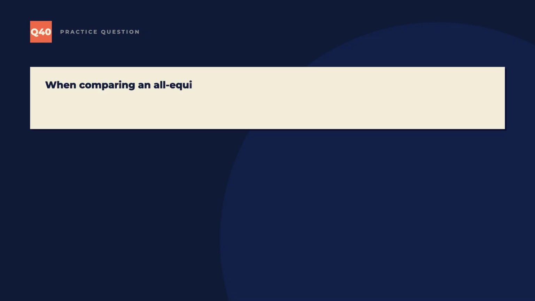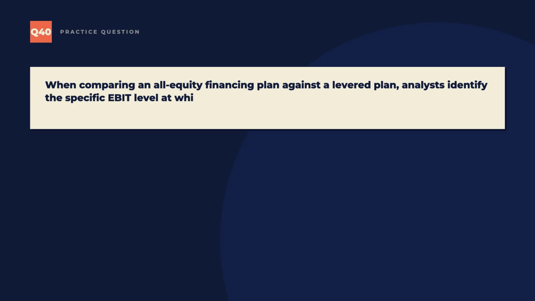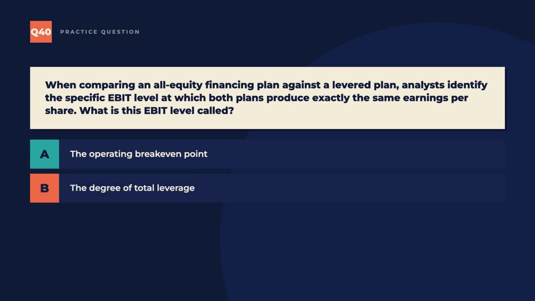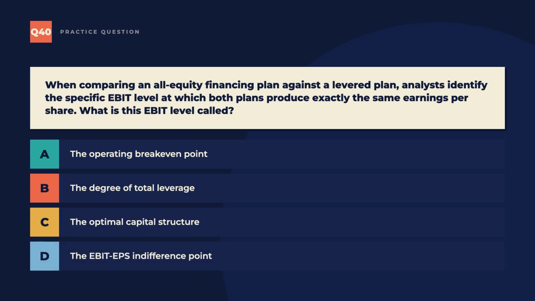Question 40. When comparing an all-equity financing plan against a levered plan, analysts identify the specific EBIT level at which both plans produce exactly the same earnings per share. What is this EBIT level called? Your options are A. The operating break-even point, B. The degree of total leverage, C. The optimal capital structure, D. The EBIT-EPS indifference point. Got a guess? Lock it in.